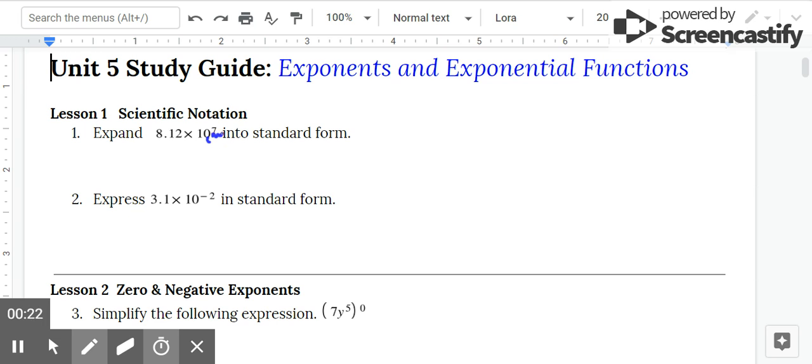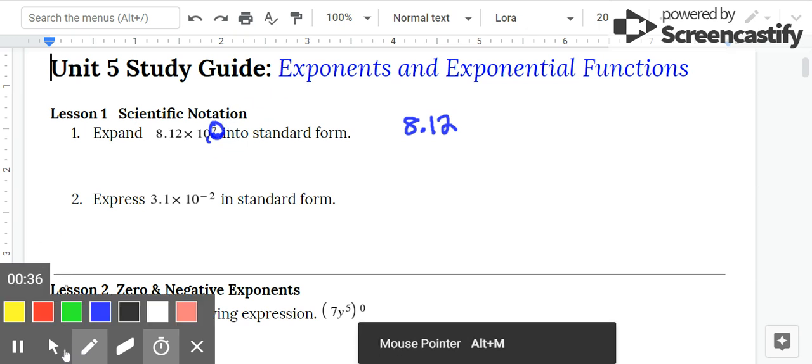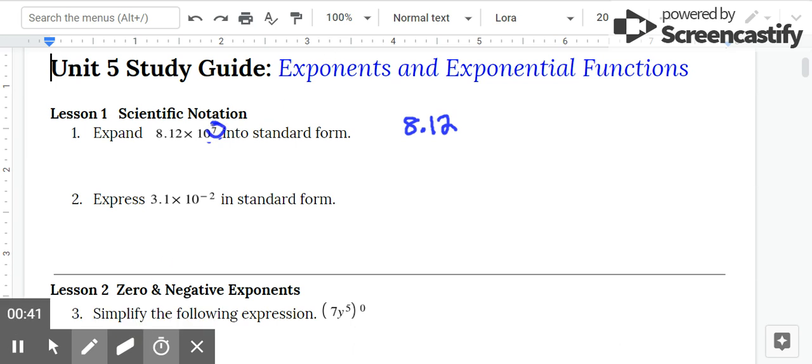How do I know if this is a big number? You multiply by 10 to the 7th power. So what we're going to do is move the decimal. If it's a positive number, so this is positive, then you move the decimal to the right. You move the decimal to the right how many times? 7 times. 1, 2, 3, 4, 5, 6, 7, and then you stop.